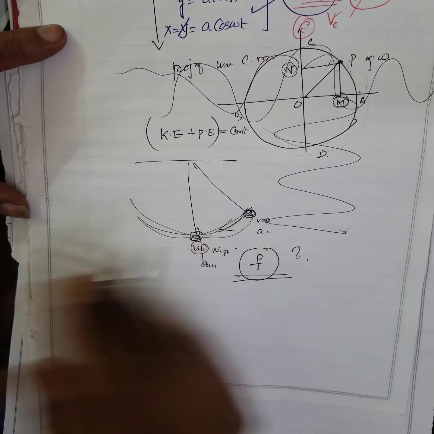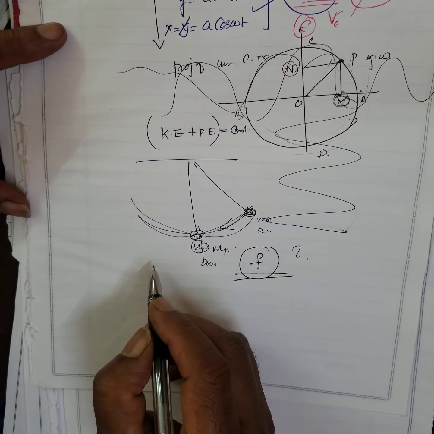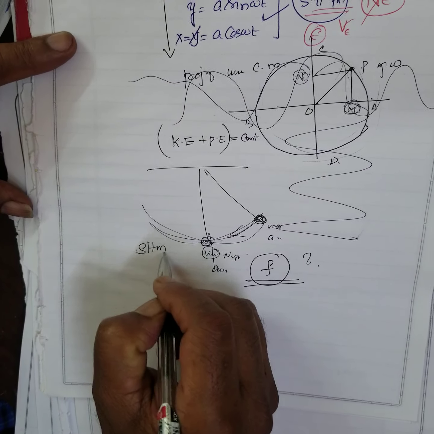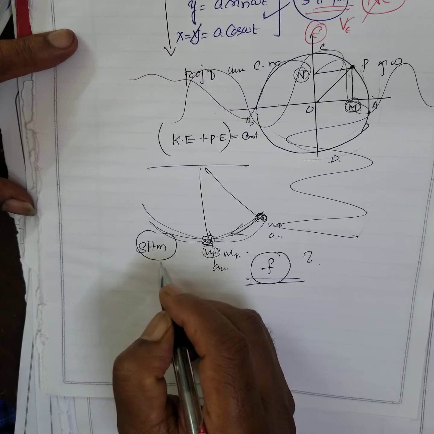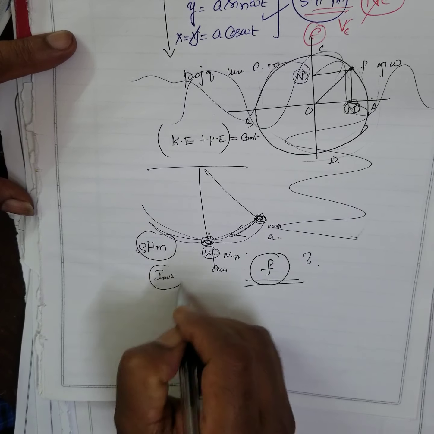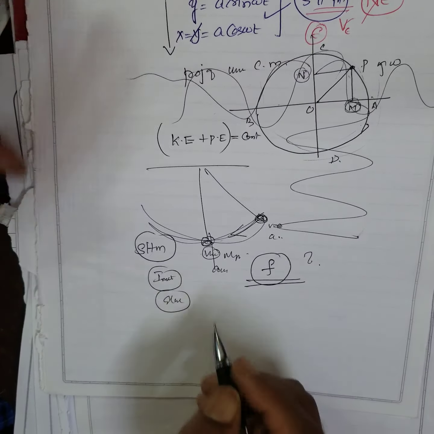Another thing: for executing a simple harmonic motion, the system must possess both inertia and elasticity. Inertia and elasticity. What are inertia and elasticity?